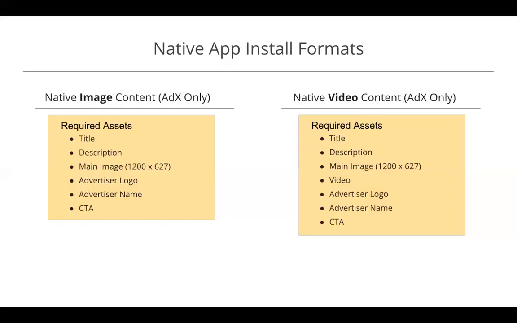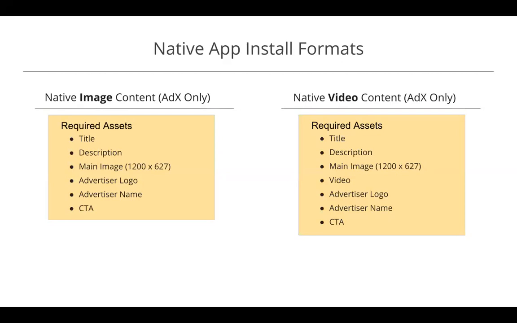The second category of formats is the native content format. So again, a couple of things here. These are native content formats, but you'll notice a couple of things. Because this format can only run on AdX, the required assets are more defined. Similar to the app install, you have the title, description, main image, and instead of app assets, you have advertiser specific assets.